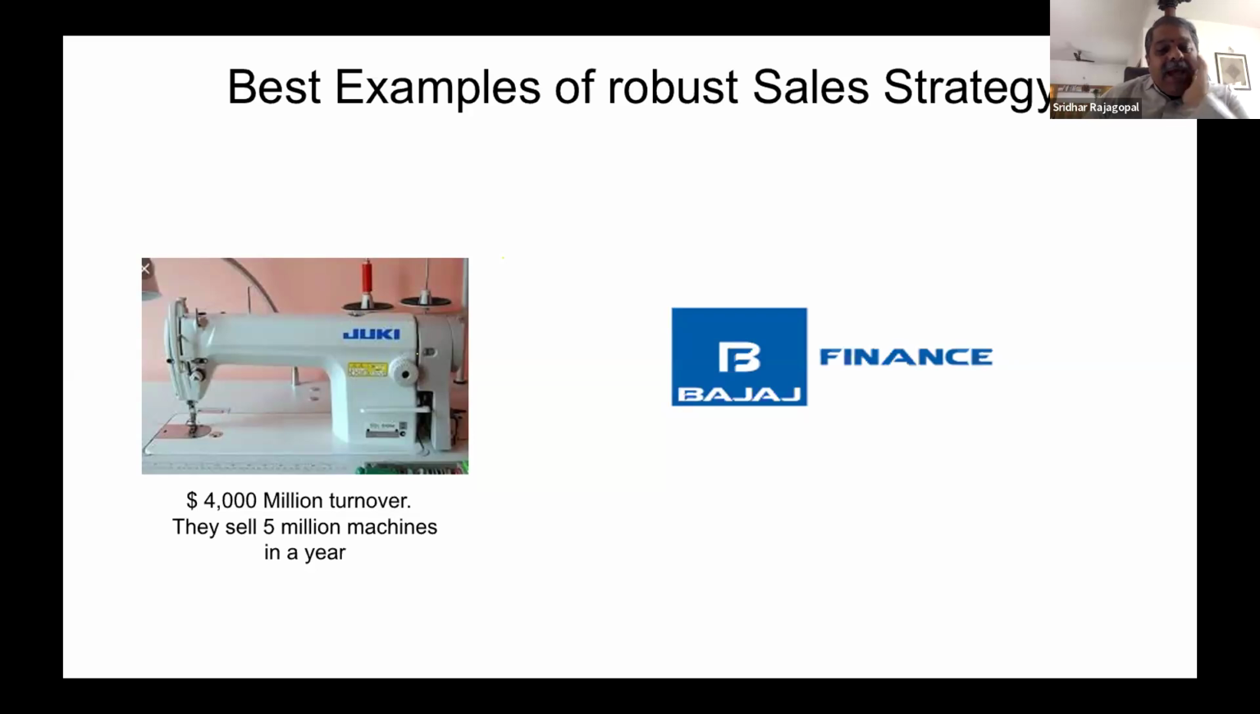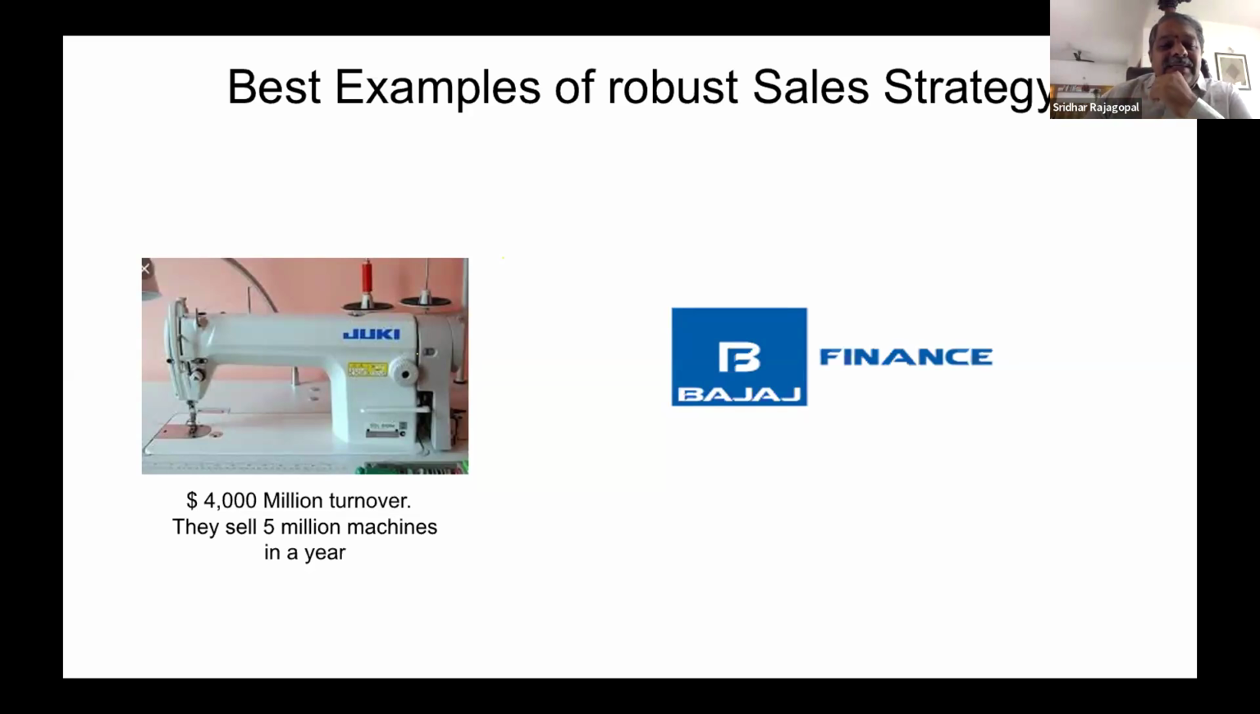See, this company, I have been following them for almost 22, 23 years now. They are doing sales worth about $4,000 million every year, and on an average, every year, they sell 5 million machines. Interestingly, Juki has a stronger sales strategy as compared to a marketing strategy. I have interacted with some of their senior leadership a few years ago because we did some joint projects together.